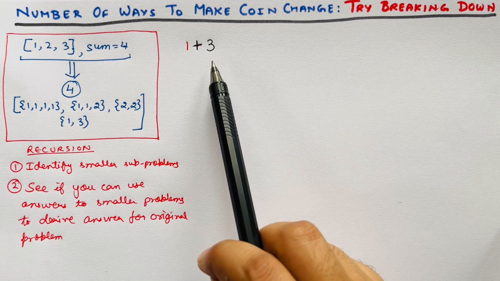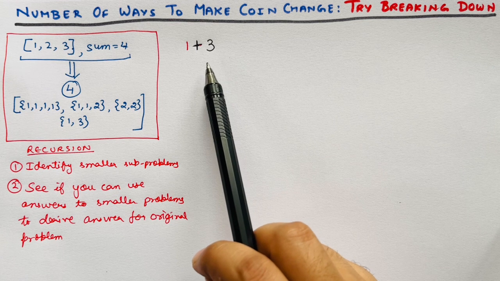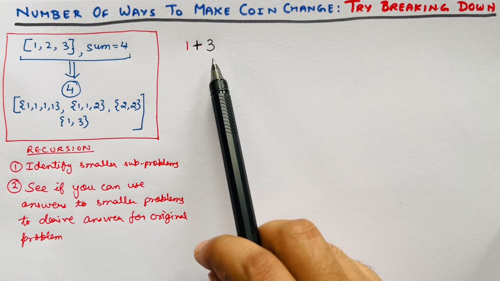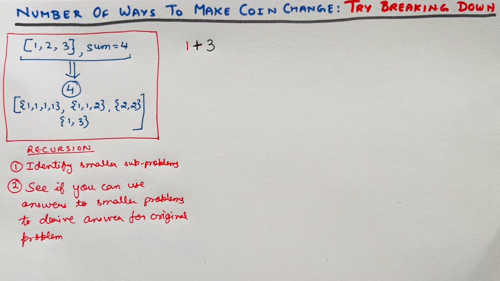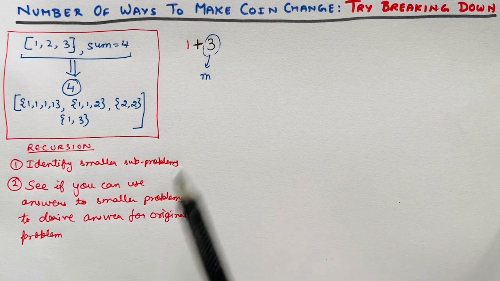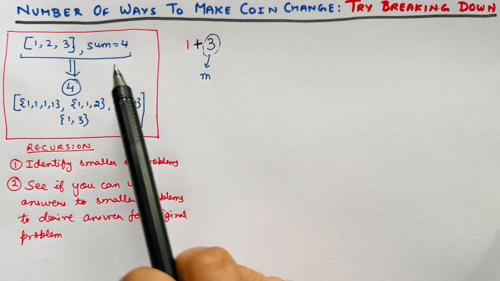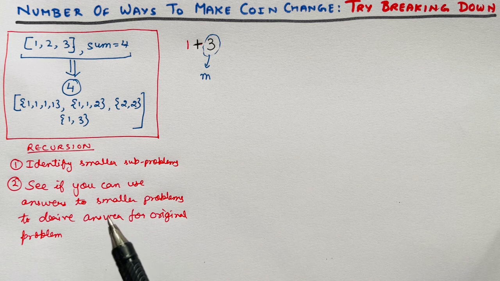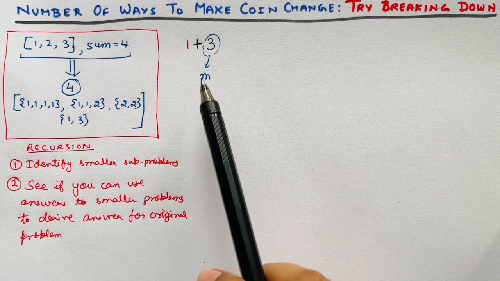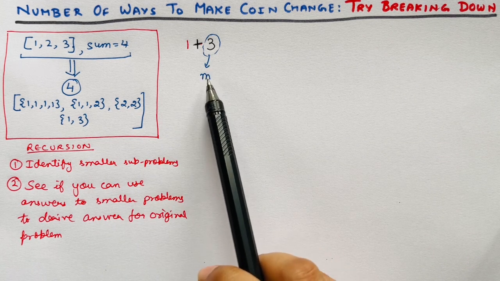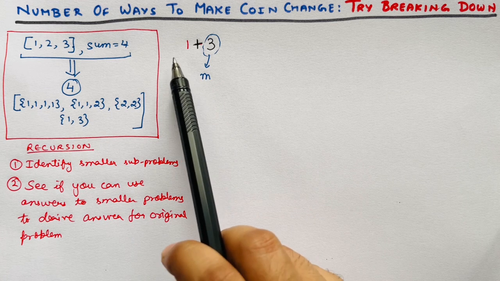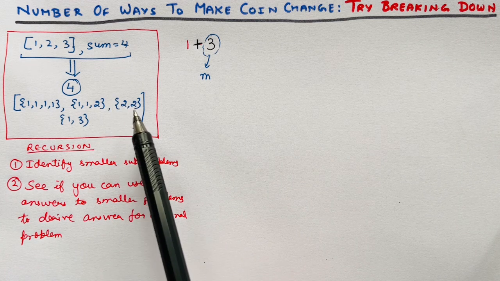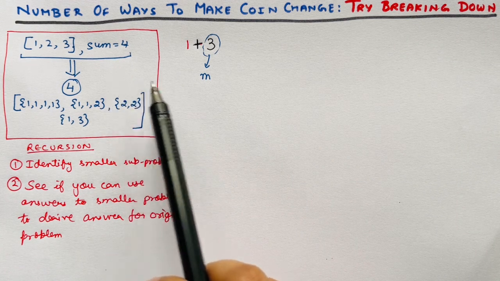Now let us say somebody comes and tells us that there are m number of ways to make change for rupees 3. Now can we use this m to derive the answer for our original problem, sum equal to 4? We may think yes, that if we are given the number of ways to form 3, in each of those ways, if we just add a 1 rupee coin, then we will have the sum 4. So the answer for 4 also becomes m.